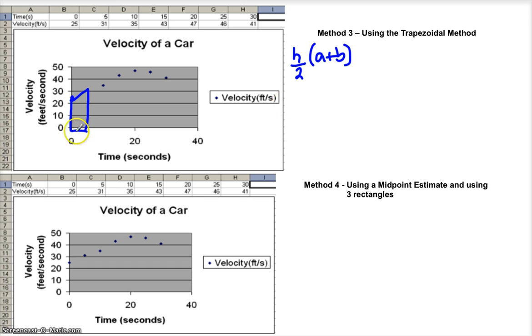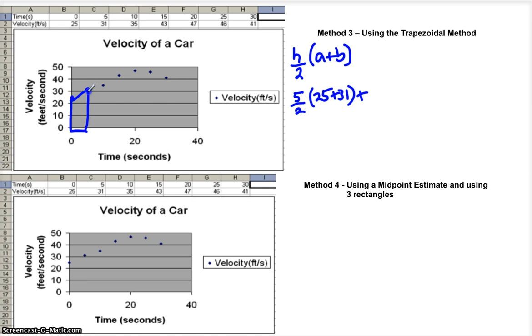Our height, as I mentioned, is this distance here, which is going to be 5 seconds every time. So 5 divided by 2, you may want to change that to 2.5. And A plus B, this side length here is 25 and B is 31. So you just get that from your data set here. 25 plus 31.